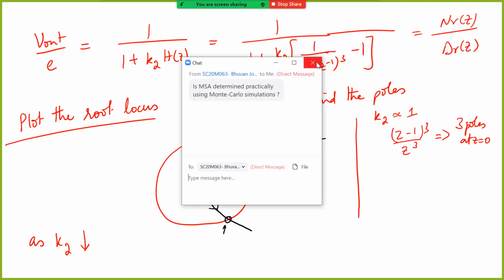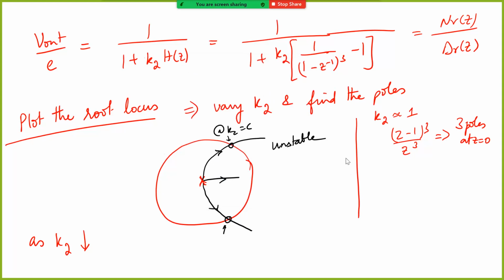Okay, Bhuvan has asked, is MSA determined practically using Monte Carlo? It is not determined using Monte Carlo. Even without going to Monte Carlo, you can determine it. I will talk about it in the next class, how to do that. Basically, in transient simulation itself, you will find out. No need to even go to Monte Carlo.